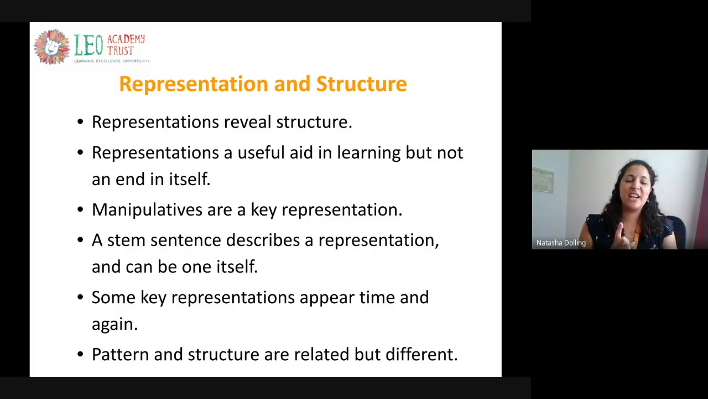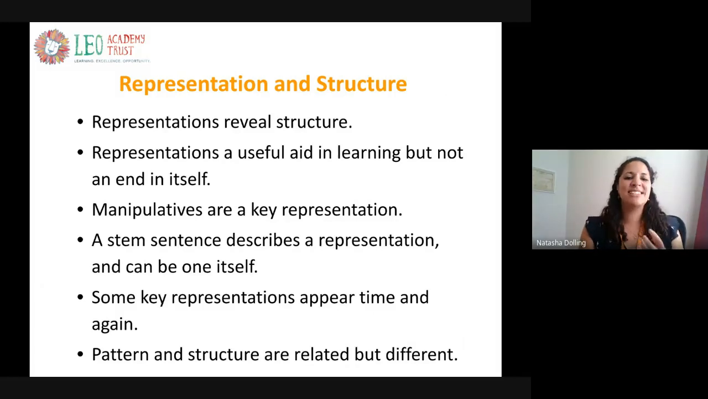So the first point is that representations reveal structure. There is so much structure in mathematics, not just place value structure, but the patterns in number, in our times table system, all sorts. And so the physical representations reveal that. Representations are a very useful aid in learning, but they're not an end in itself. Manipulatives, concrete resources, if you like, are key representations. And I'm going to talk about what the key manipulatives are that we should be using in our classrooms.